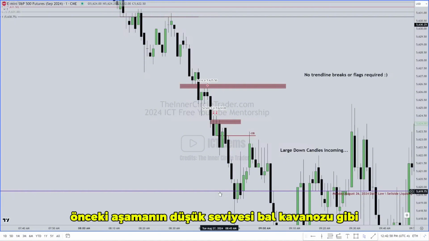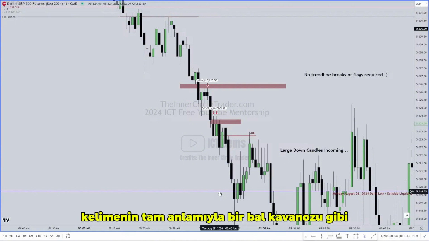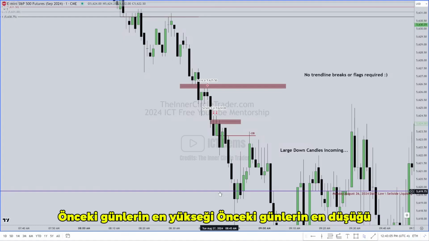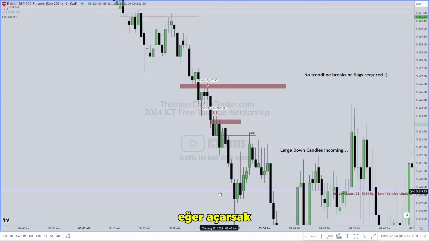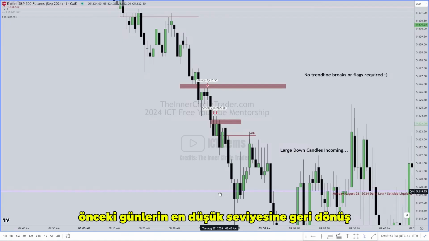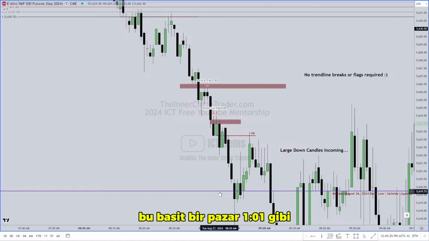The previous day's low is like a honeypot. It literally is like a honeypot. It's always there every single day, previous day's high and previous day's low. If we open in the lower half of the previous day's range, you should always look for some kind of return back to the previous day's low. That's simple market 101. It's a normal thing for that to happen.